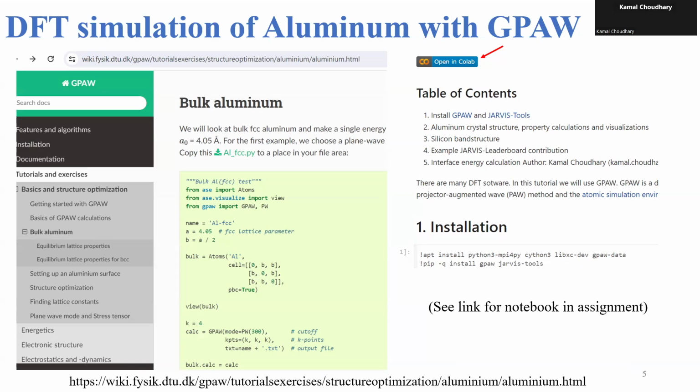This is the official GPAW website on your left-hand side, and it's showing you how to construct the aluminum structure, and other details that could be important for mechanical engineering and other applications as well. But in this particular session, we will learn mainly about the mechanical properties of aluminum, not too much about electronic or any other properties.